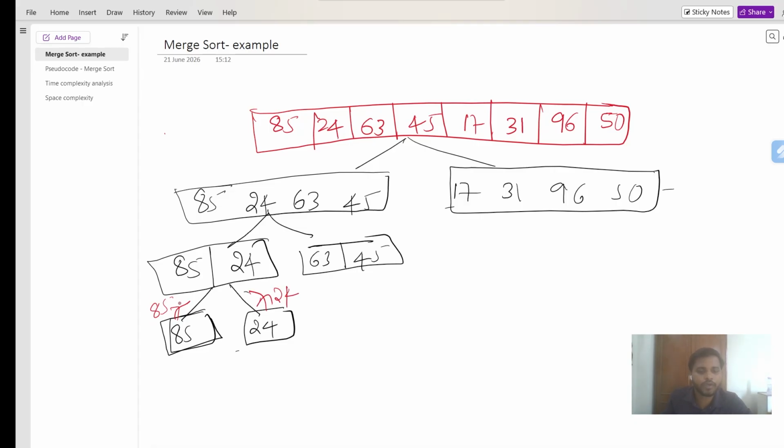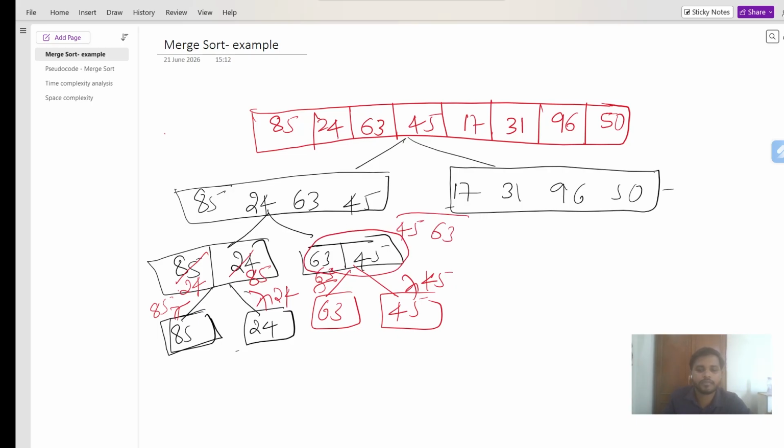Now we have a sorted half and another sorted half, so the merge procedure is going to happen. The merge procedure is going to compare these two elements and place them in sorted order. 24 will come here and 85 will come here. Similarly, here also this is going to return 63 and this is going to return 45, because a single element itself is sorted. Now this will be replaced as 45 and 63.